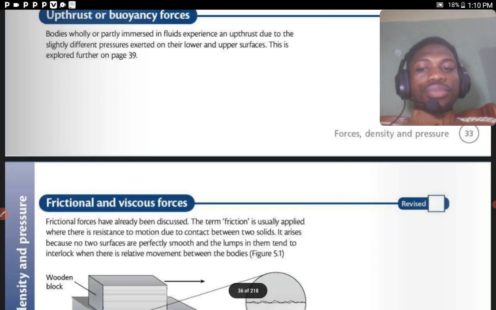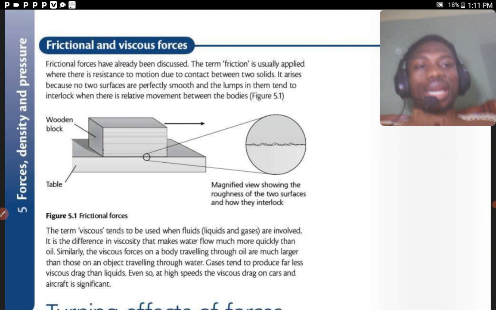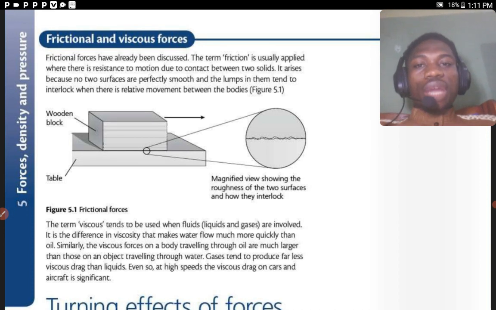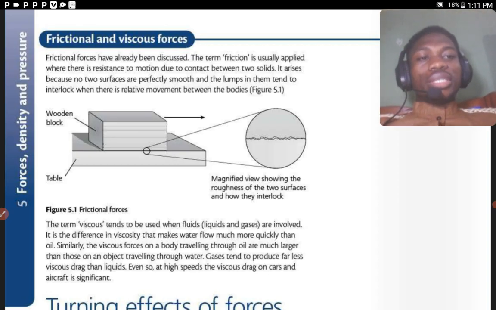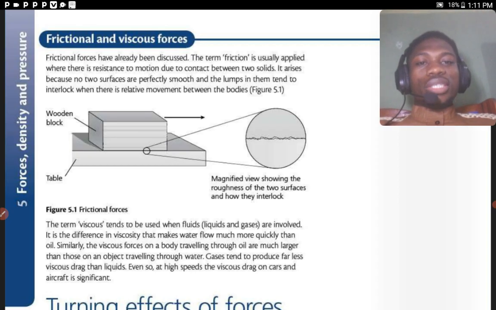As we continue, we'll look at that in more detail. Then we have the frictional force, which is a resistive force, a force that acts in the opposite direction to the direction of velocity or motion of a body.